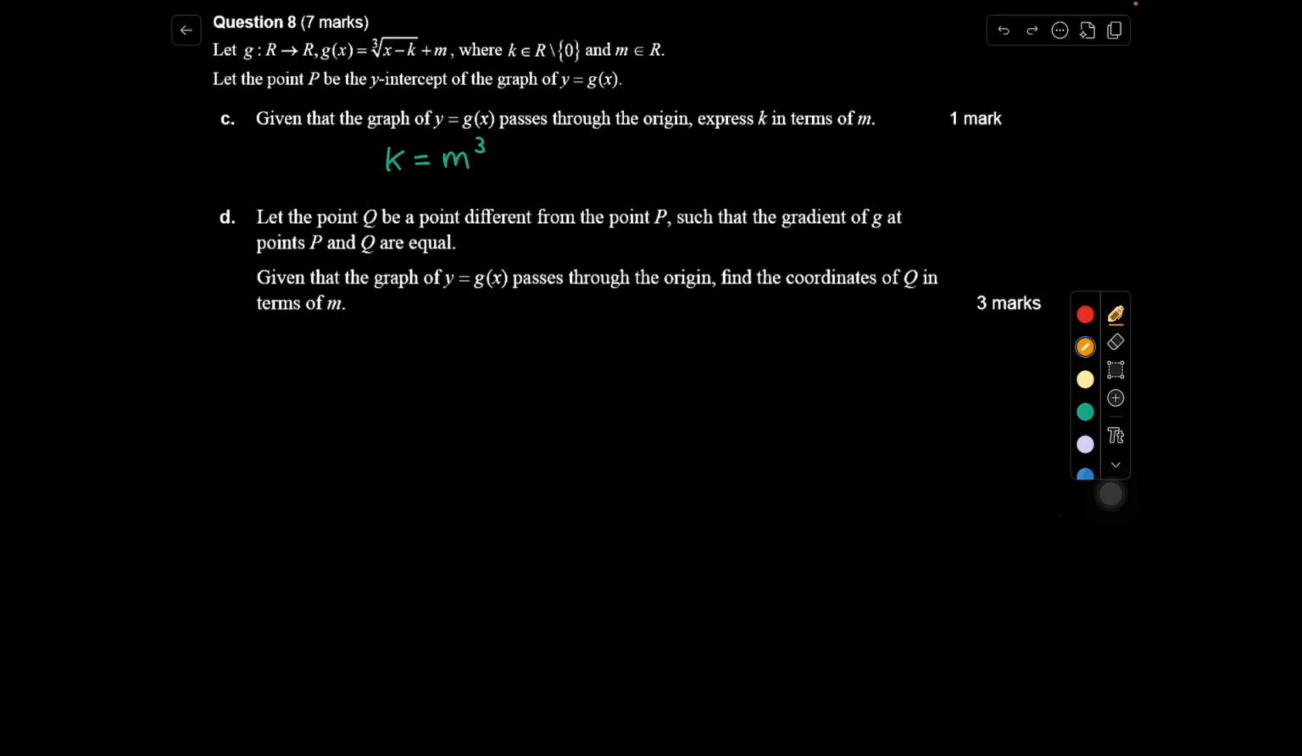So we know that our graph goes through the origin, and it says that we need to write our answer in terms of m. So we don't want any k's in here. And the previous part of this question is really helpful because we found what k was in terms of m when the graph went through the origin to begin with. So that means that we can write our graph by getting rid of our k that we don't want anymore. So we can replace it with m cubed.